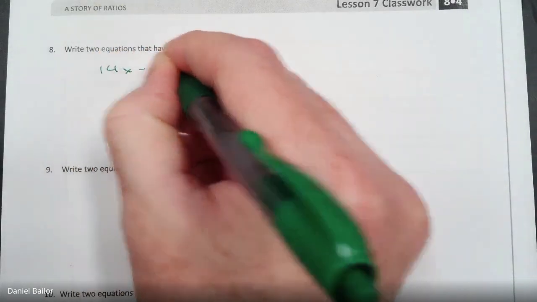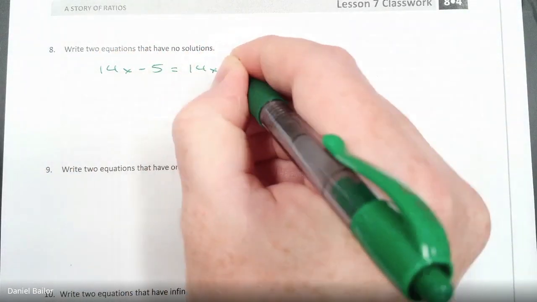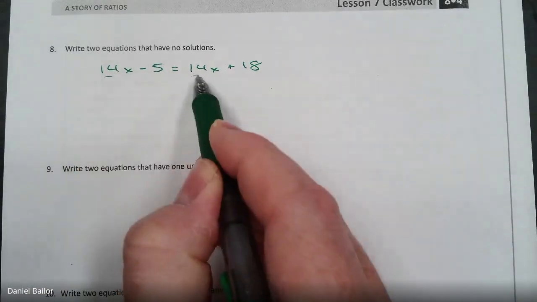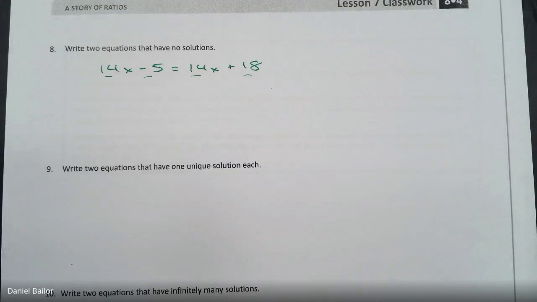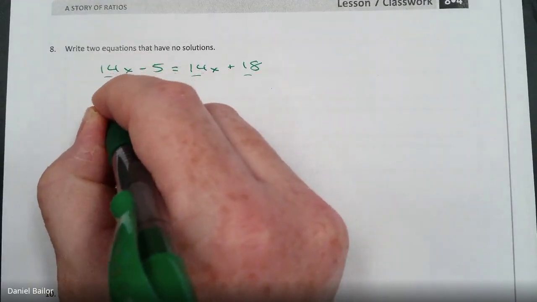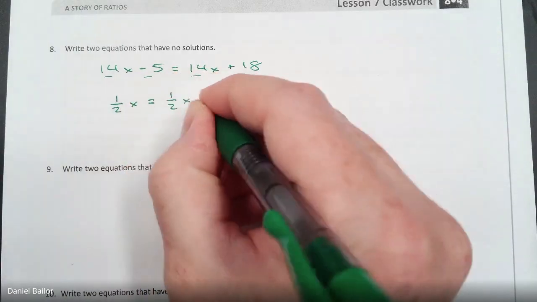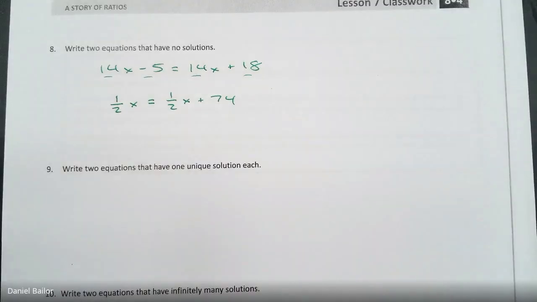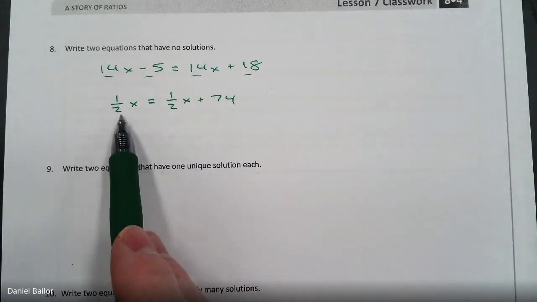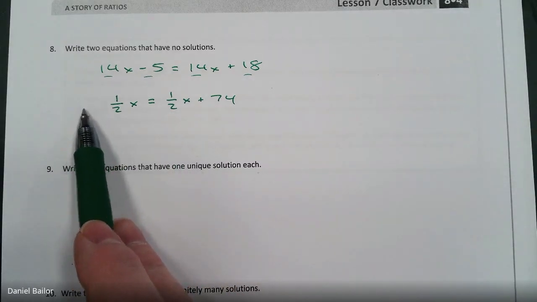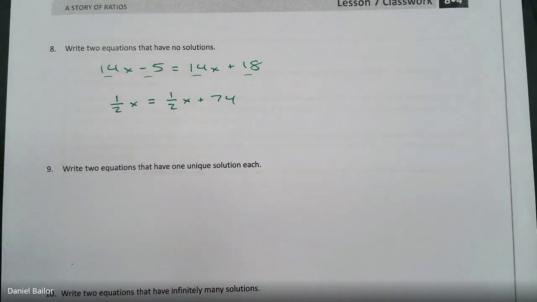So I can do something like 14x minus 5 equals 14x plus 18. That will have no solutions because the coefficients match, but the constants do not. I can even do a fraction. I could do 1/2 x equals 1/2 x plus 74. Now this time the coefficients match. 1/2 equals 1/2. And the constant, there's a 0 constant here. 0 on this side, 74 on that side. So there's no solution.